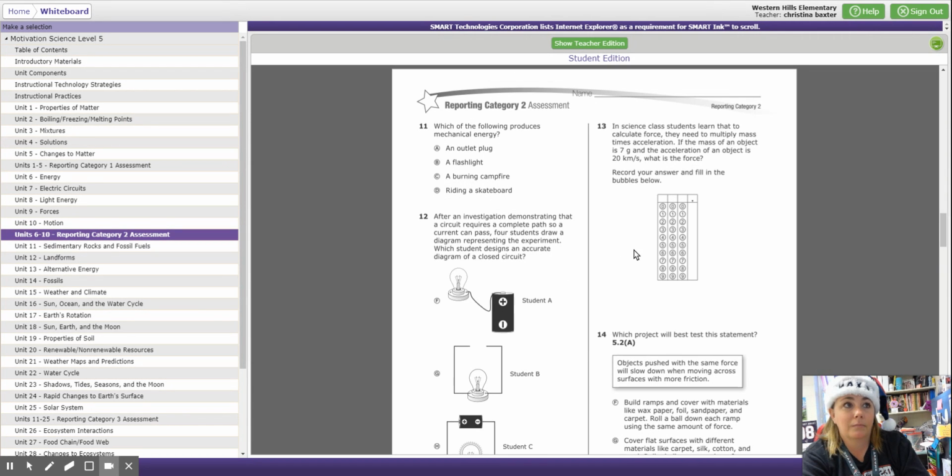(13) In science class, students learn that to calculate force, they need to multiply mass times acceleration. If the mass of an object is 7 grams and the acceleration of an object is 20, what is the force? Record your answers and fill in the bubbles. So you're multiplying the mass by the acceleration. So the 7 times the 20. You can work it out on the side, but then fill in your bubbles correctly.